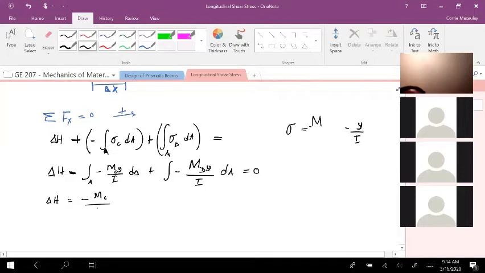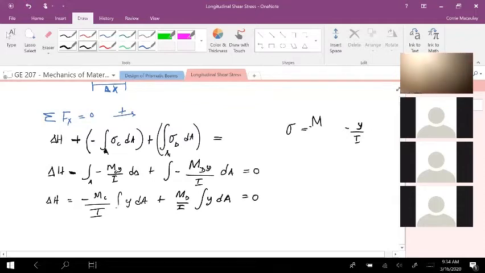All right, so I have MC over I integral Y dA plus MD over I integral Y dA equals 0.